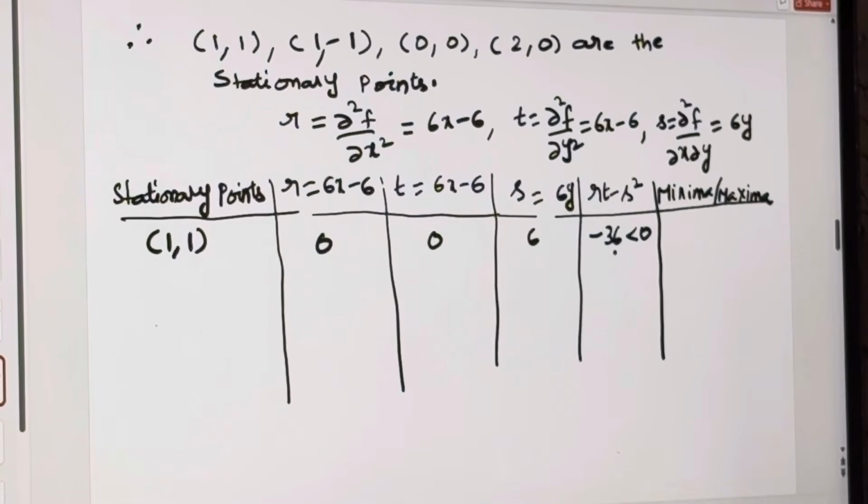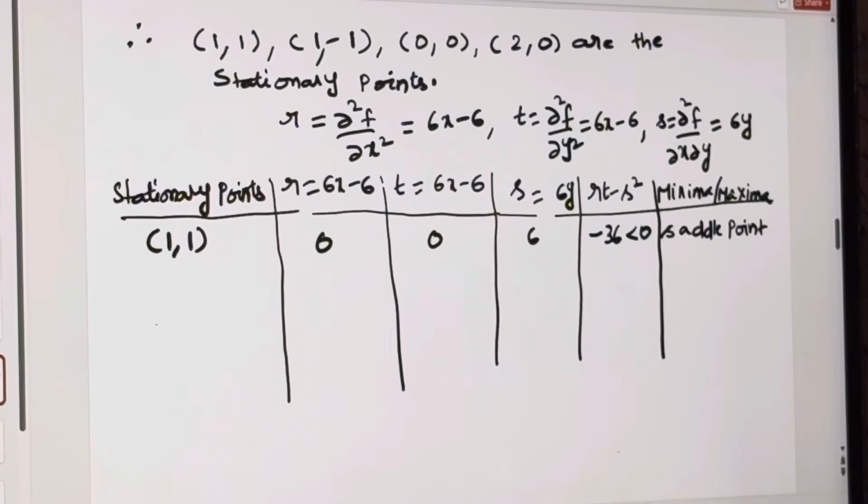मतलब बेसिक कंडीशन rt minus s square जो greater than 0 होना चाहिए वो सेटिस्फाई नहीं हुआ है. सेटिस्फाई नहीं हुआ है तो 1,1 जो पॉइंट दिया है वो पॉइंट को हमको क्या लिखना है? सैडल पॉइंट वी विल हैव टू राइट. व्हाट इज द मीनिंग ऑफ सैडल पॉइंट? The function f of x comma y is neither maximum nor minimum. That is the concept.